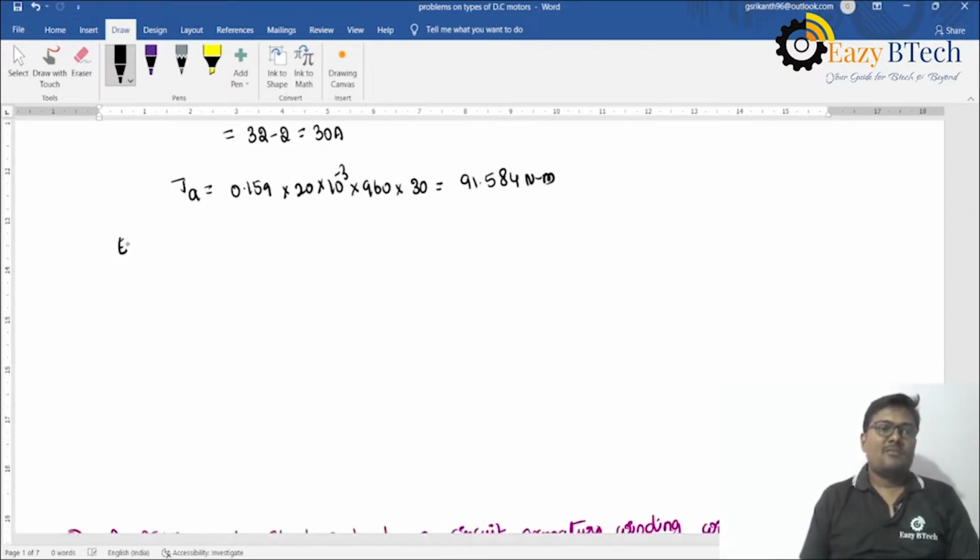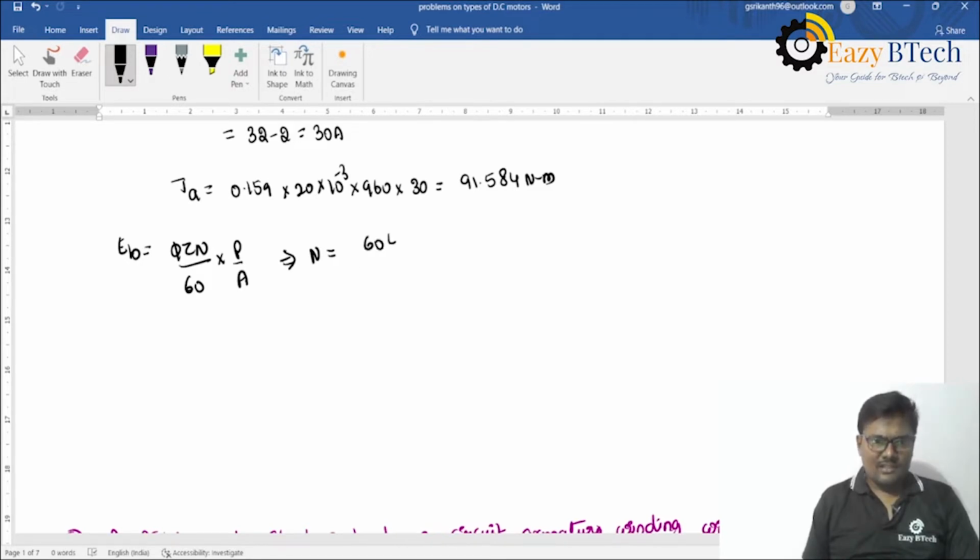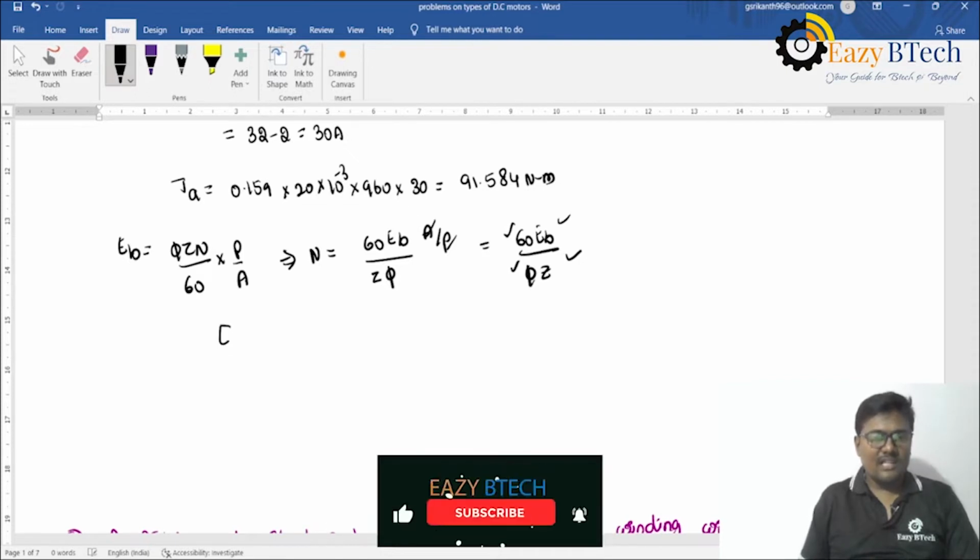Then the back EMF, EB, is equal to phi Z N by 60 into P divided by A. From this, N is equal to 60 EB into A by P, divided by phi Z. A and P both are cancelled. How can we calculate 60 EB divided by phi Z? Phi is known, Z is known, 60 is a constant. EB, how can we calculate EB?